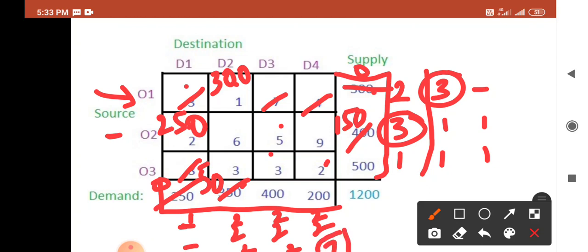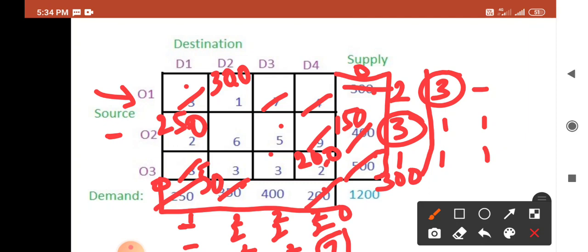We select this 7, and in the fourth column the minimum is 2. We make allocation to 2. Here 200, here 500. The minimum is 200, so we allocate 200. 200 minus 200 is 0, and 500 minus 200 leaves 300. The D4 column becomes 0, and the other element in that column, 9, is cancelled. Now the remaining are 6, 5, 3 and 3.